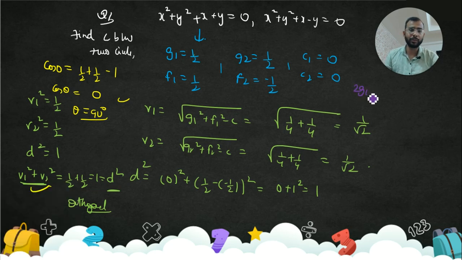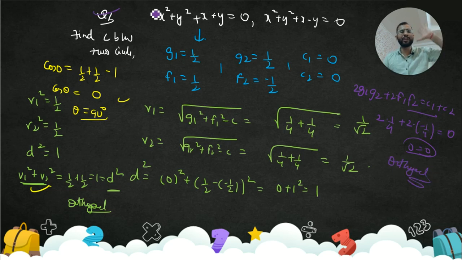2G1 G2, you can see it, 2G1 G2 plus 2F1 F2 is equal to C1 plus C2. G1 G2 is how much? 1 by 2 into 1 by 2 is 1 by 4, plus 2 into minus 1 by 4 is equal to 0. So 2 by 4, half minus half equal to 0, 0 equal to 0 means this condition is satisfied. So the circles are orthogonal. Everywhere you can find out.